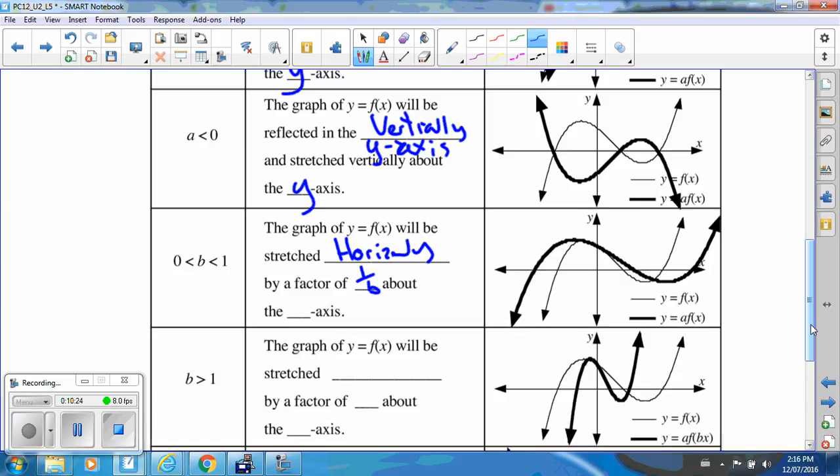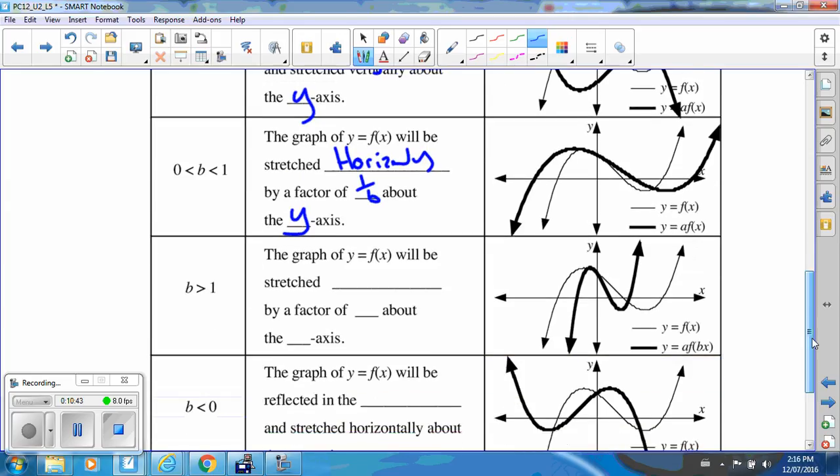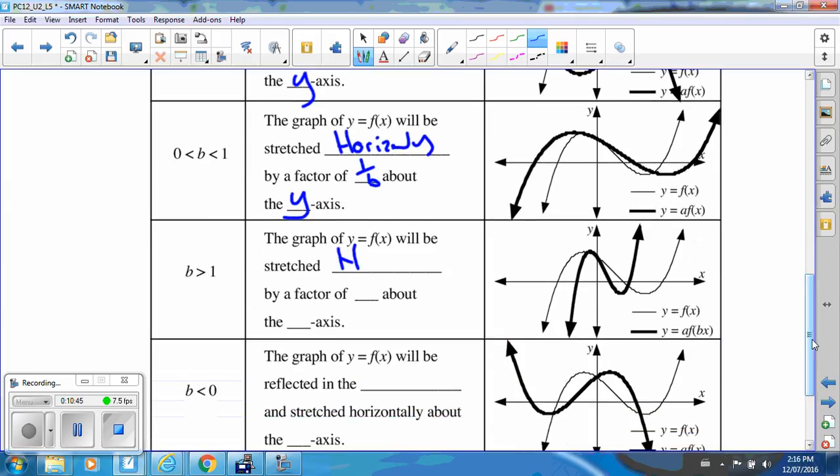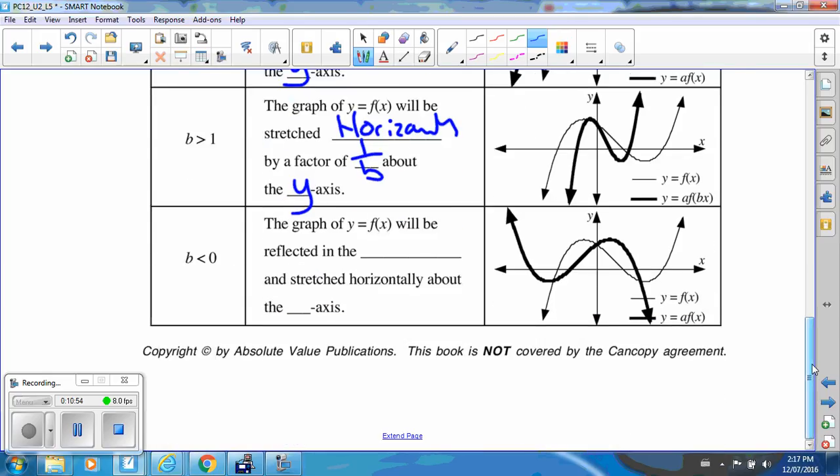Now, if b is fractional, that's going to make it a bigger thing. So, like 1/2 becomes 2. You always have to remember it's just always the reciprocal. If b is small, it's going to get bigger instead of the other way around. And it's reflected about the y-axis here. Now that we're dealing with horizontals, this is still stretched horizontally by a factor of 1 over b about the y-axis. And if b is negative, it still does the same thing. It's just also reflected with the stretch.